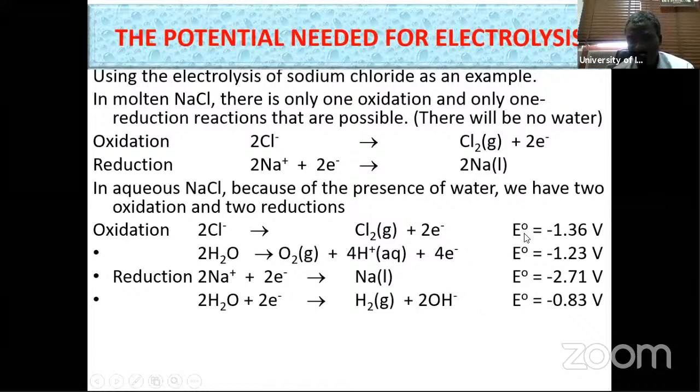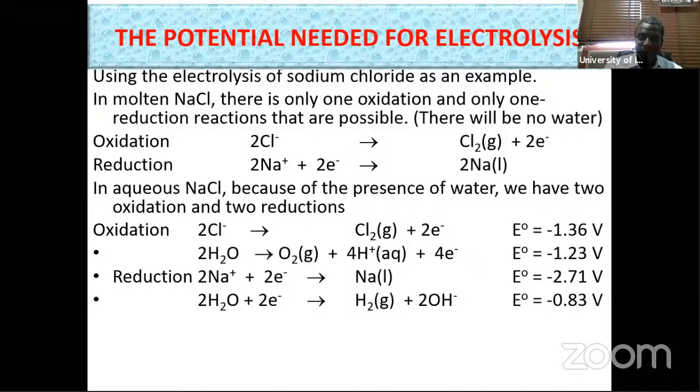So if you look, this is minus 1.36, this is minus 1.23. Now, when you have these two competitions, the question is, which one will you prefer? Minus 1.36 or minus 1.23? It's like you are in debt and you are asking which debt you will be willing to settle. Normally you go for the debt that is easier to settle. So ideally, somebody wants to go for the oxygen production here instead of chlorine.